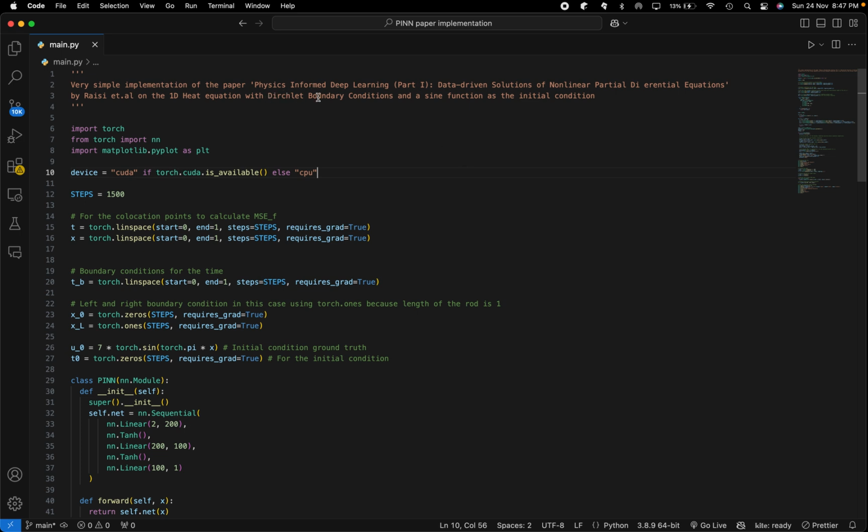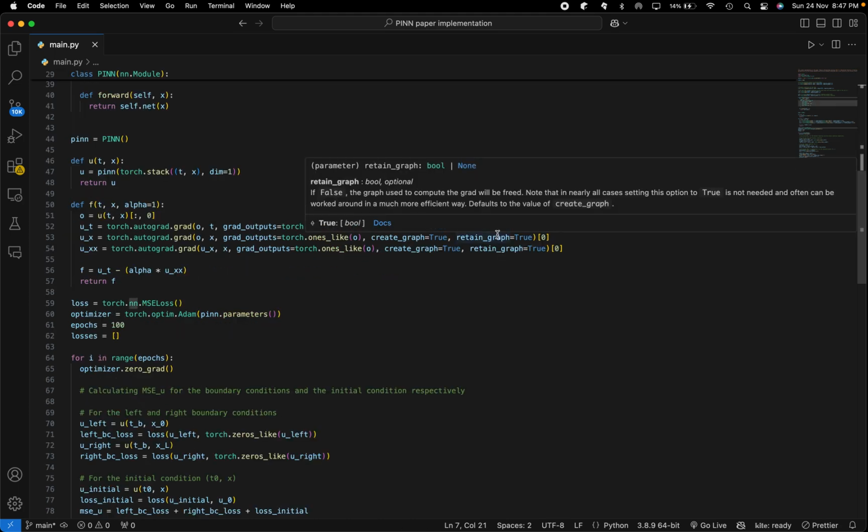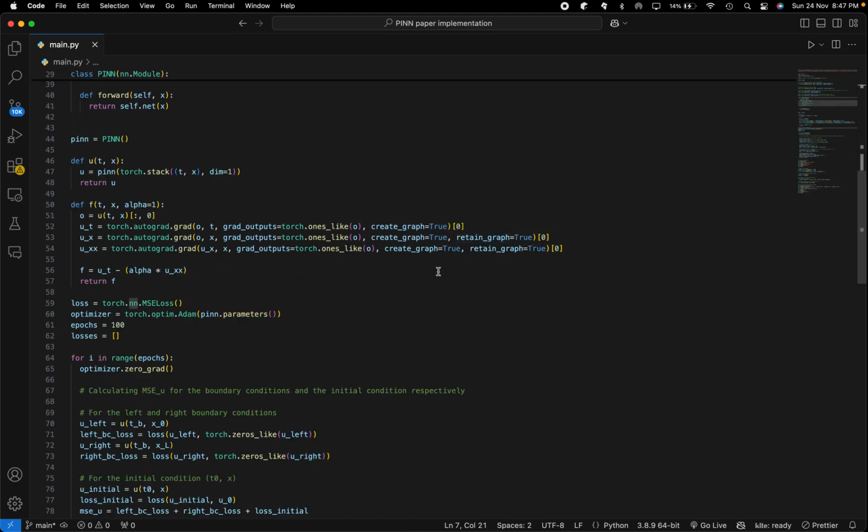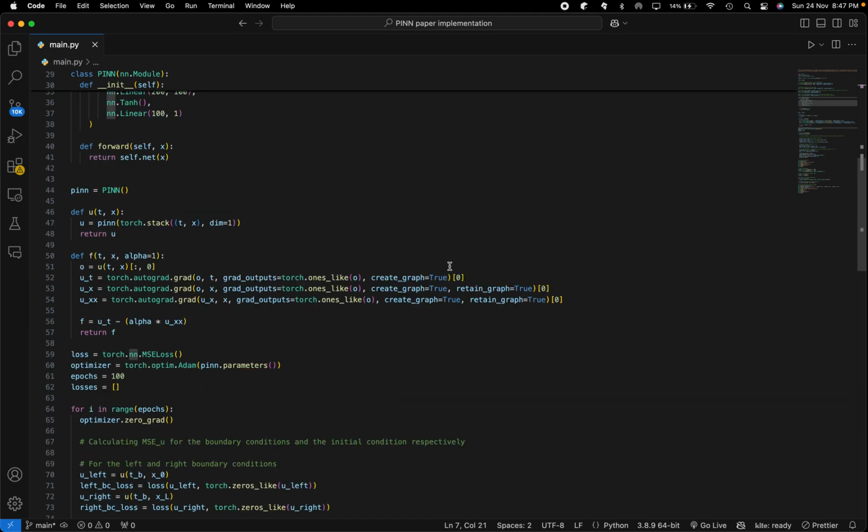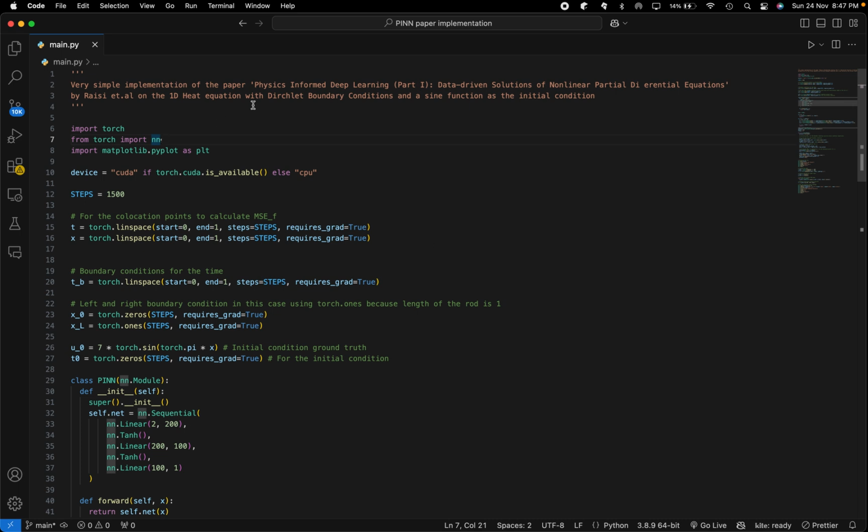And then the Dirichlet boundary conditions basically mean that the temperature is going to be 0 at x equals 0 and x equals L, where L is the length of the rod, for any given time t. And a sine function as the initial condition means that at time equals 0, for x from 0 to L, the function is going to be somewhat similar to a sine wave. So yeah, that's it for piecing apart exactly what I have implemented.